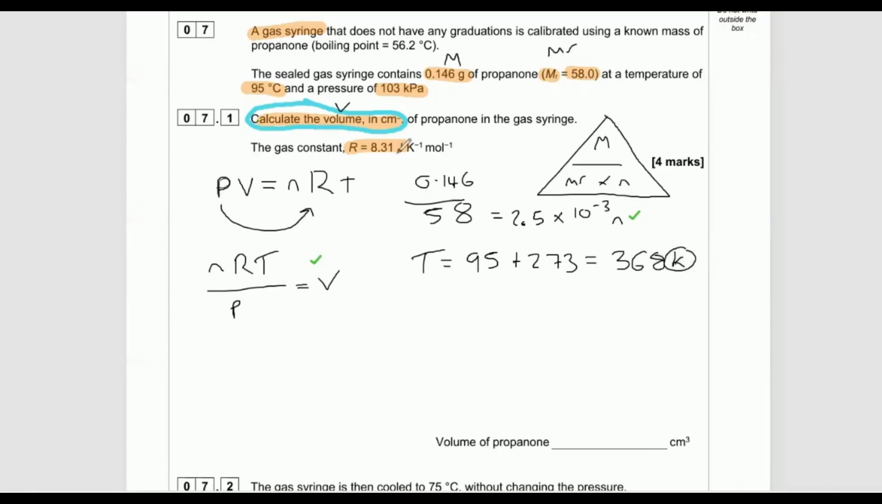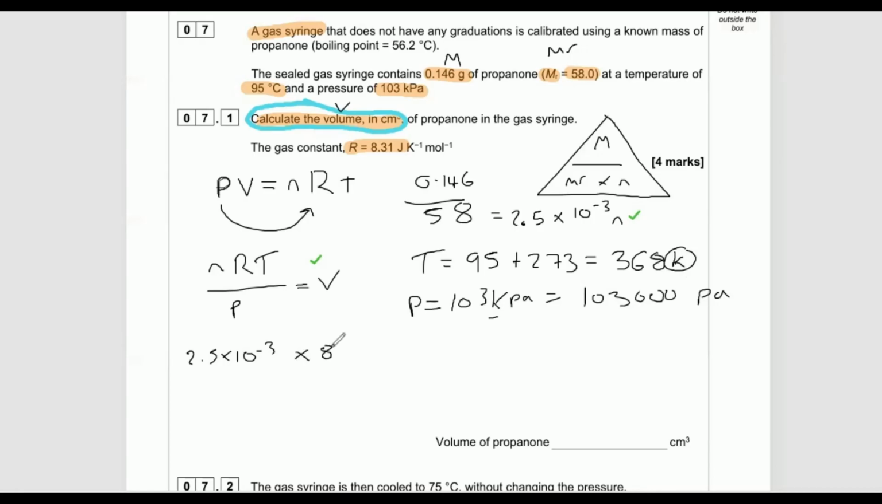Now, the next part that we need to work out is the pressure. The pressure is 103 kPa. What you do have to know is that pressure needs to be converted into pascals, so you need to times that by 1,000 and you'll get 103,000 pascals. You need to know about these conversions for the ideal gas equations. This is easy marks, but for A-level chemistry, when you get to ideal gas, you're going to need conversions.